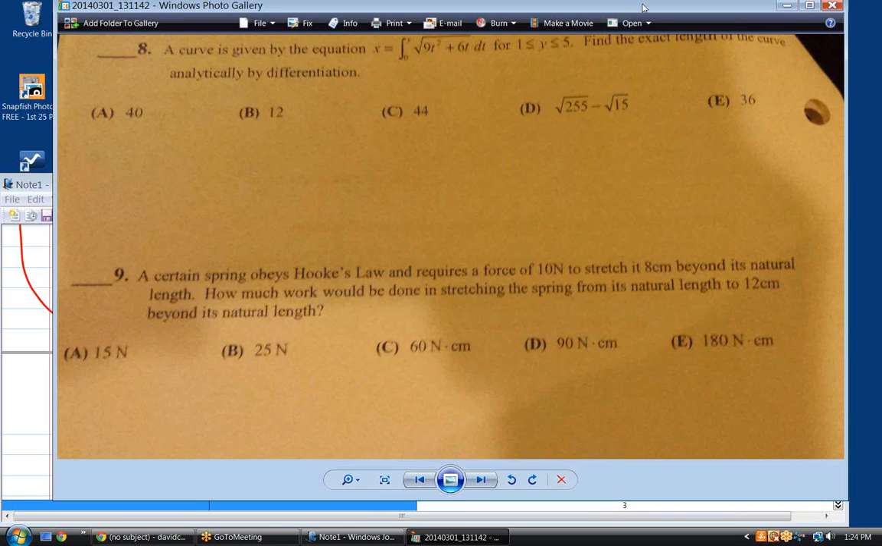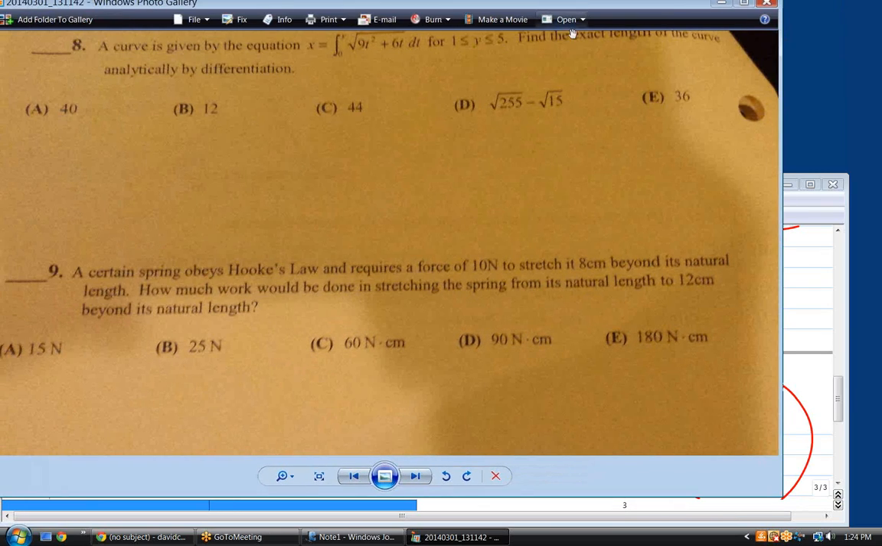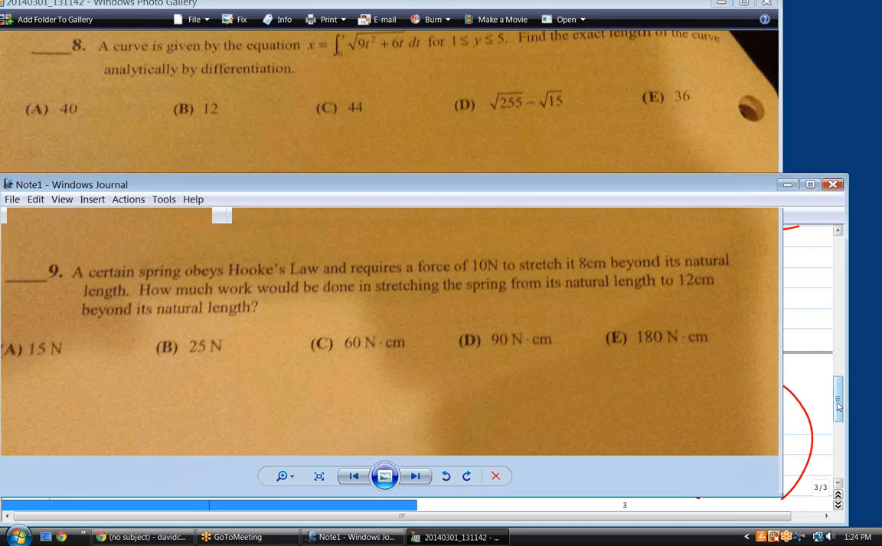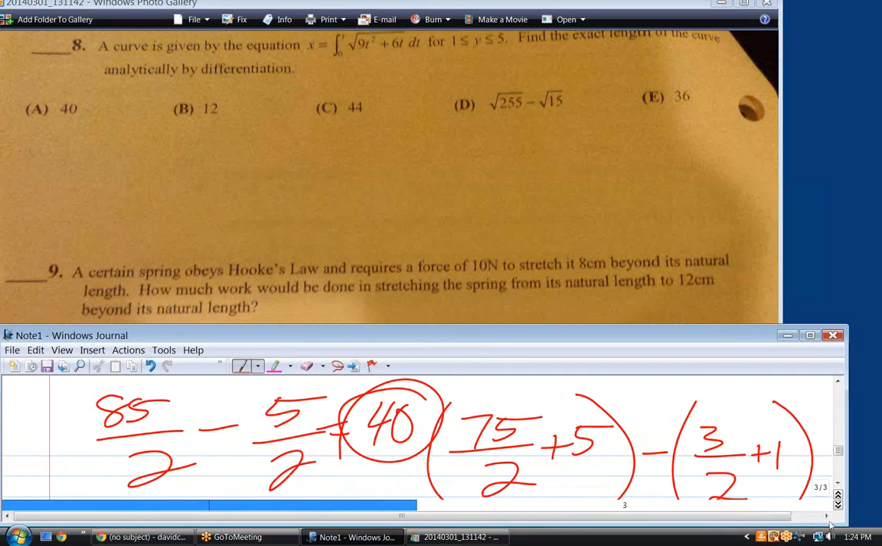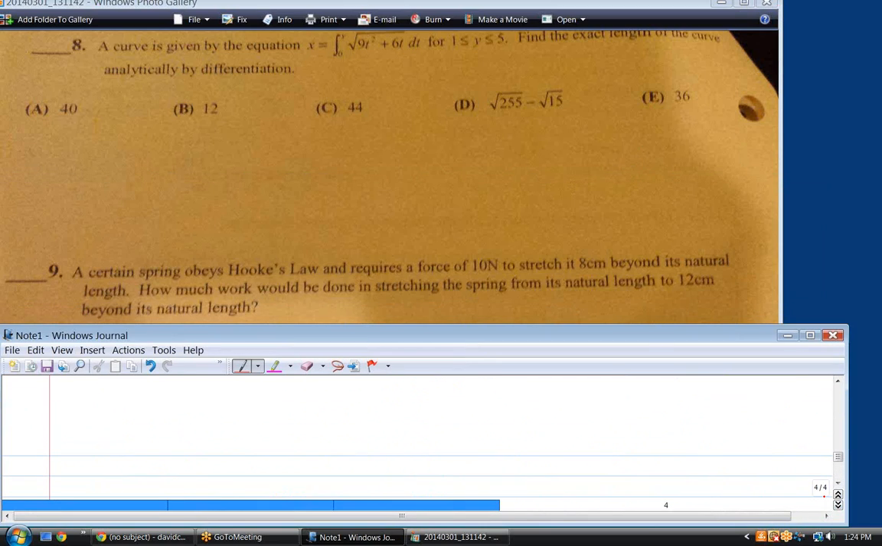All right, let's look at number 9. Now, let's see. Force equals, work equals force times distance.